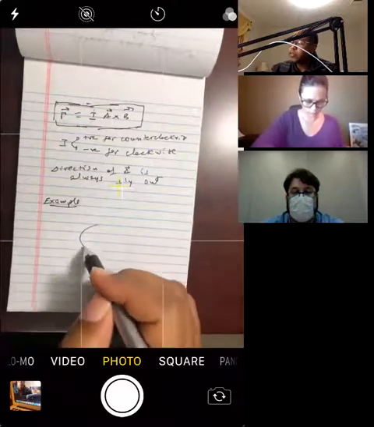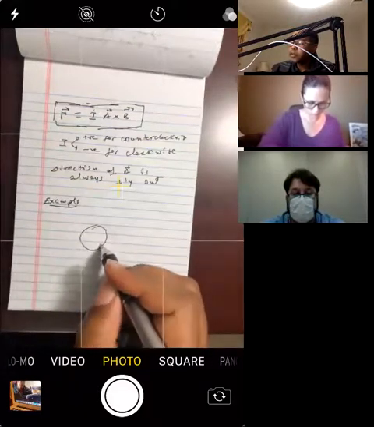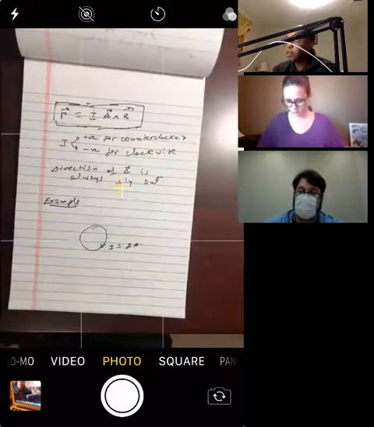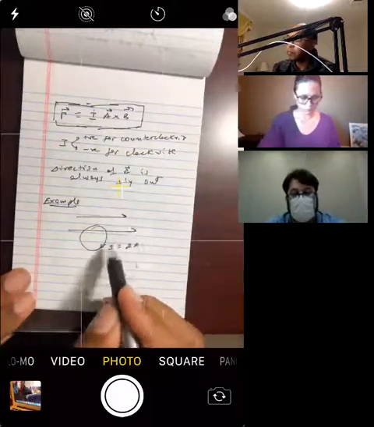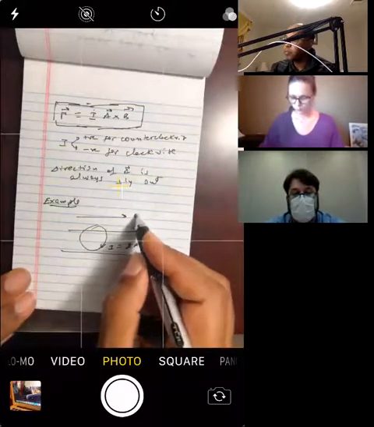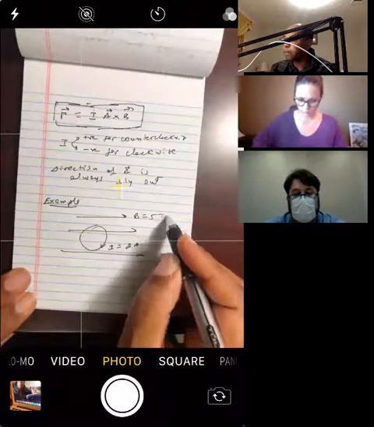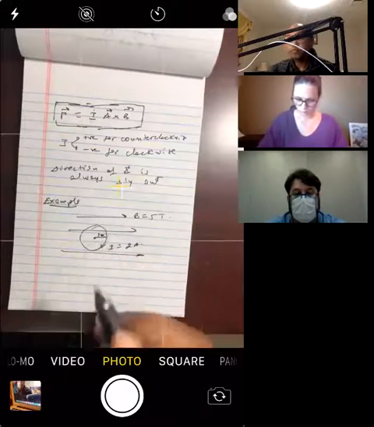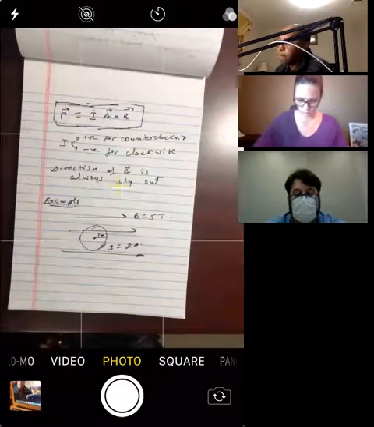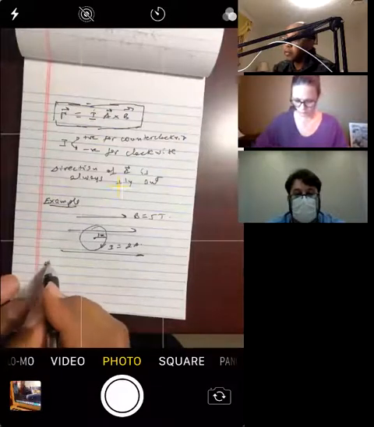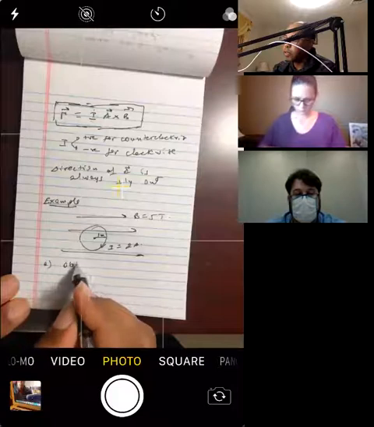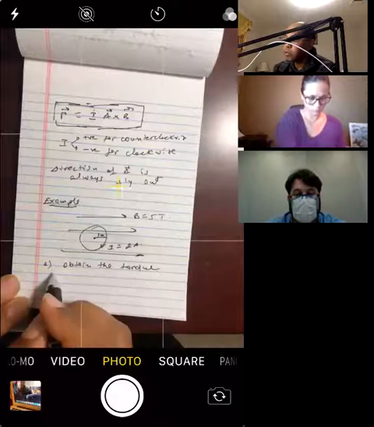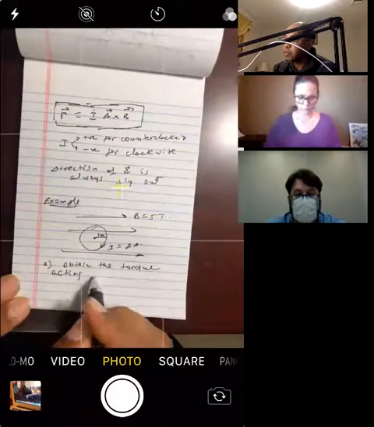Let's say we have this circle over here. Let's say it's carrying current in a clockwise direction. Let's say this is 2 amps. And let's say we have this field over here, let's say B is maybe 5 Tesla. And let's say the radius of the circle is 1 meter. So, let's say, obtain the torque acting on the loop.